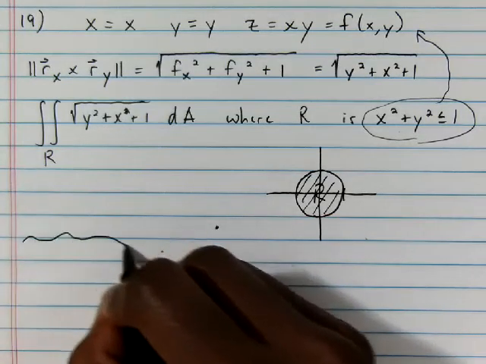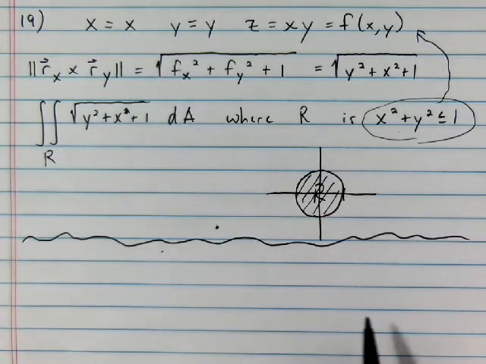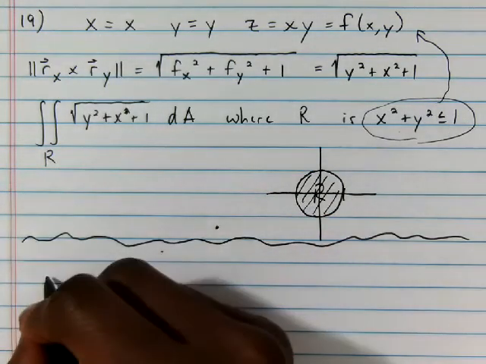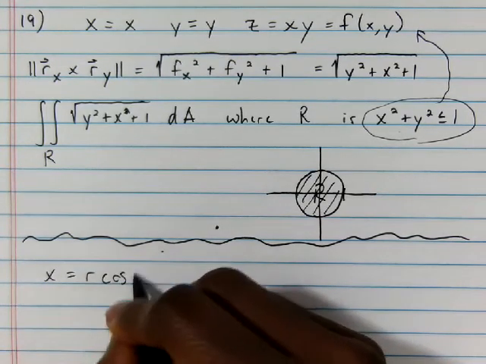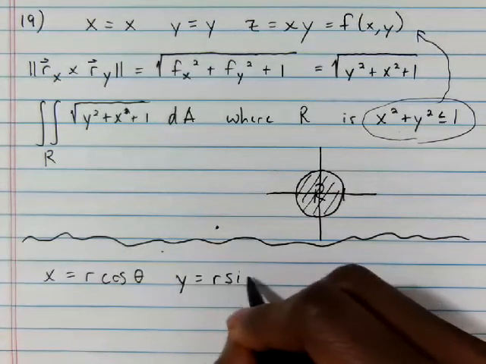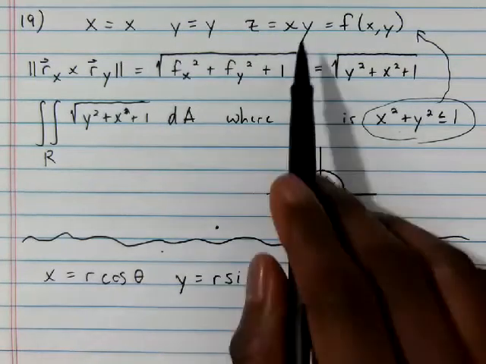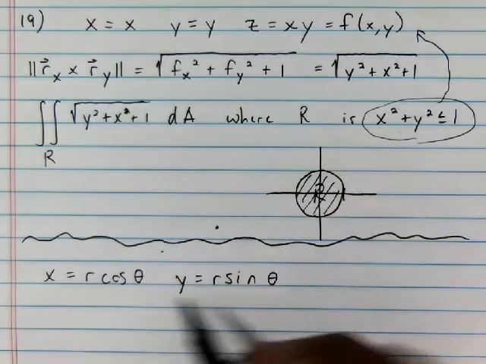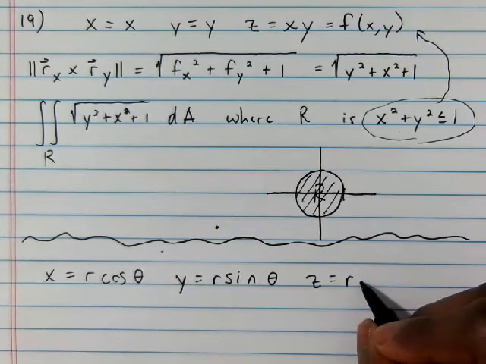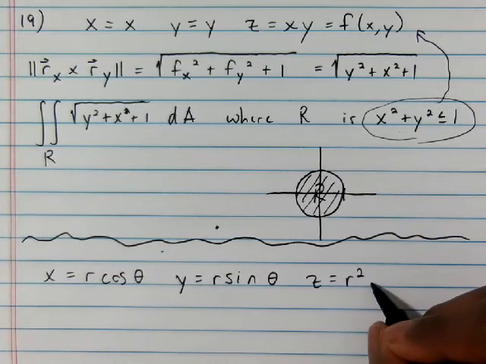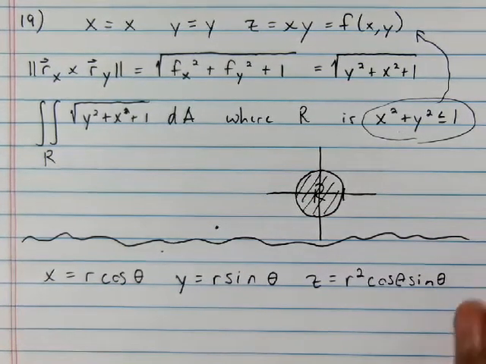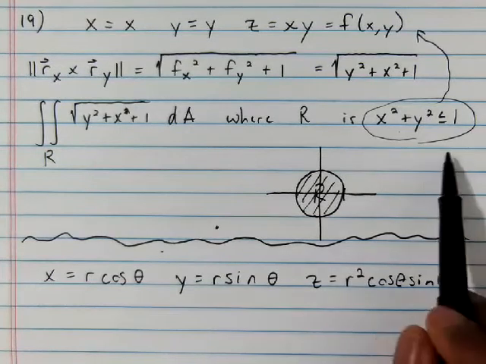So this is an alternate approach. I will let x be equal to r cosine theta because I want to get this region. So x equals r cosine theta. I will let y right here be equal to r sine theta. And I will let z be x times y. So that's just this times this, and that's r cosine theta times r sine theta. So r squared cosine theta sine theta.